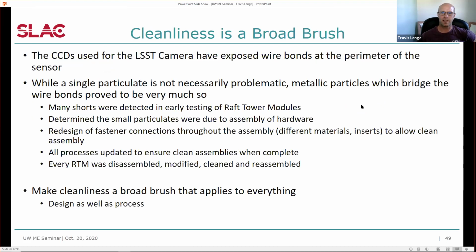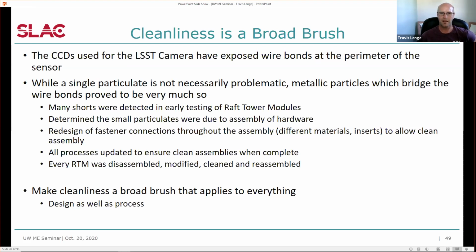Cleanliness has been a really big issue for us, especially inside the cryostat. So those sensors, those CCD sensors, have those exposed wire bonds that I mentioned on that perimeter, and we had a big issue with particulates, especially metallic particulates, bridging across those wire bonds. And when you have a short across some of those wire bonds, it basically fries not just the sensor, but can also damage the readout electronics board as well. So it was a really big problem for us.